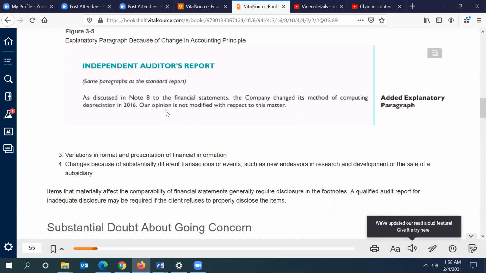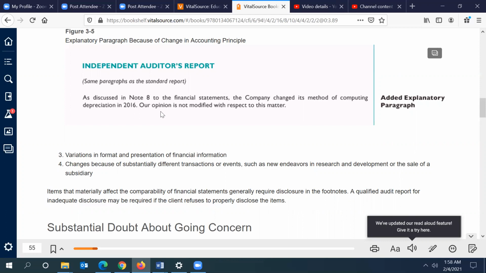Right up above here in figure 3.5, we see an explanatory paragraph because of a change in accounting principle. So, independent auditor's report is always up top. In fact, everything in the very top part of the report is the same. We get down to the very bottom of the report. And here's where that explanatory paragraph is at.